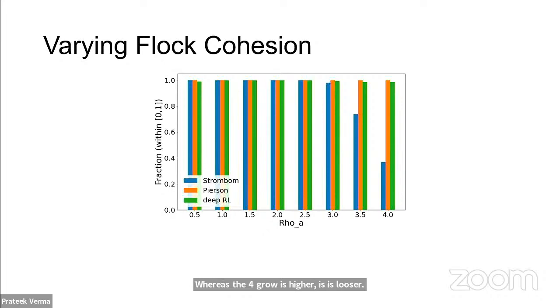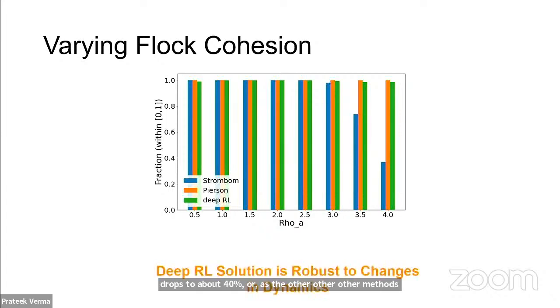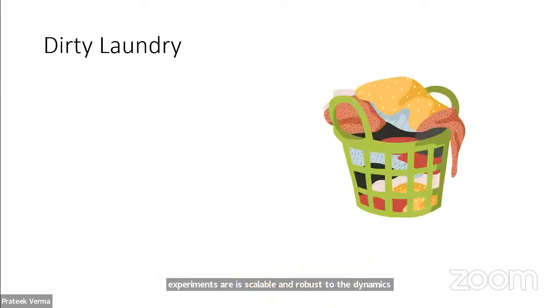So you can see all three methods get 97% or more of the flock to the goal. But as you get to about 3.5 and 4, the Strombaum method drops to about 40%, whereas the other methods maintain their performance. Basically, the DeepRL method here is also robust to changes in dynamics. We've shown that the DeepRL method, after all these experiments, is scalable, robust to dynamics changes, and robust to observation noise. So now for some dirty laundry, the realism of our work.